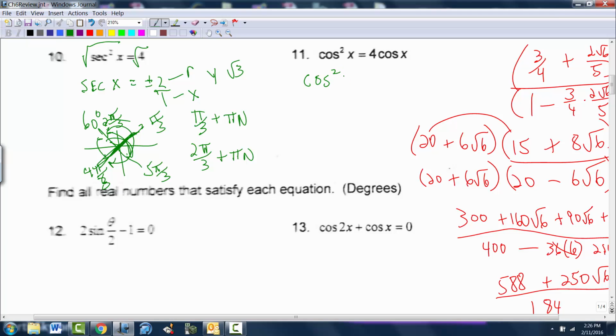You subtract the 4 cosine x from both sides. And then you take out a cosine x. And you're left with cosine x minus 4. And that equals 0. And then you set these equal to 0 using the 0 product property.